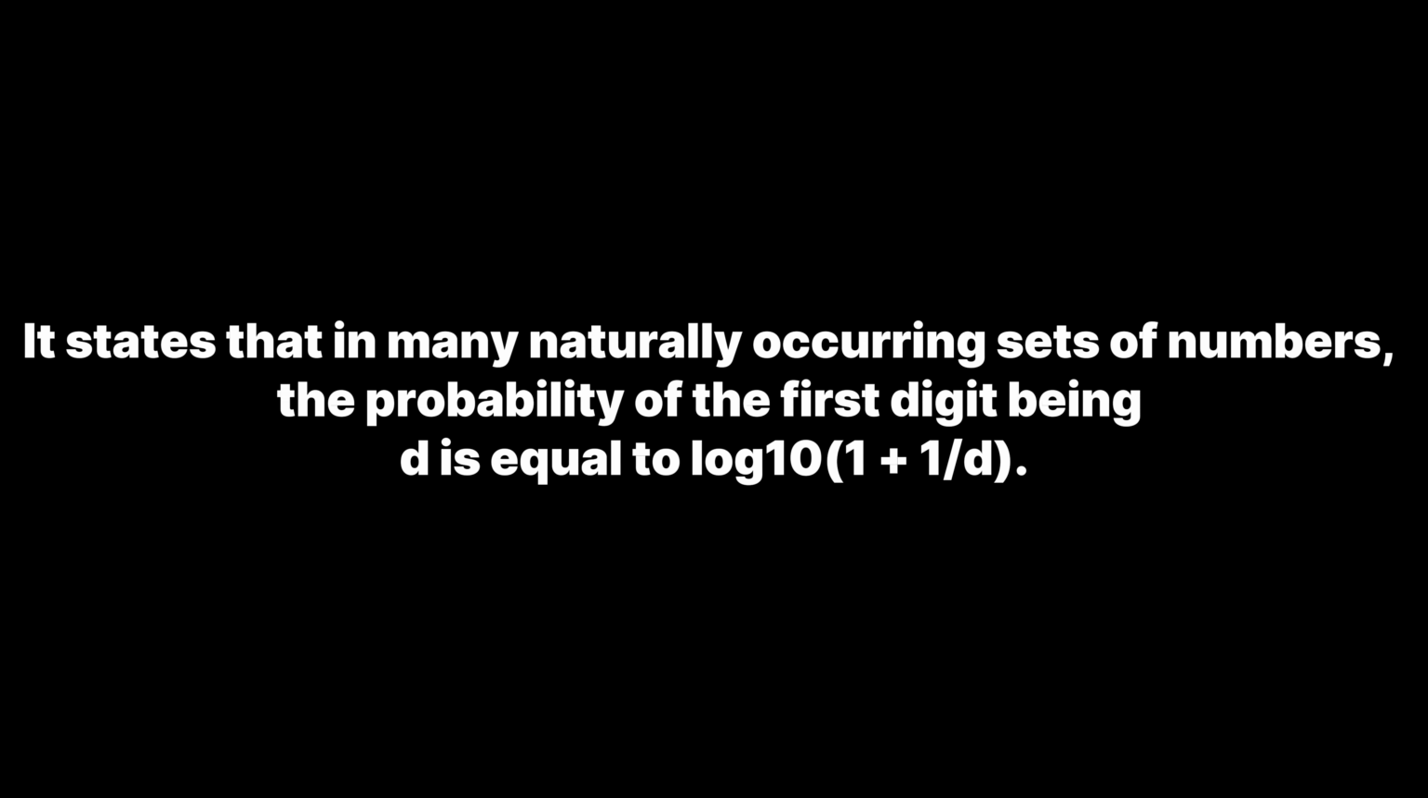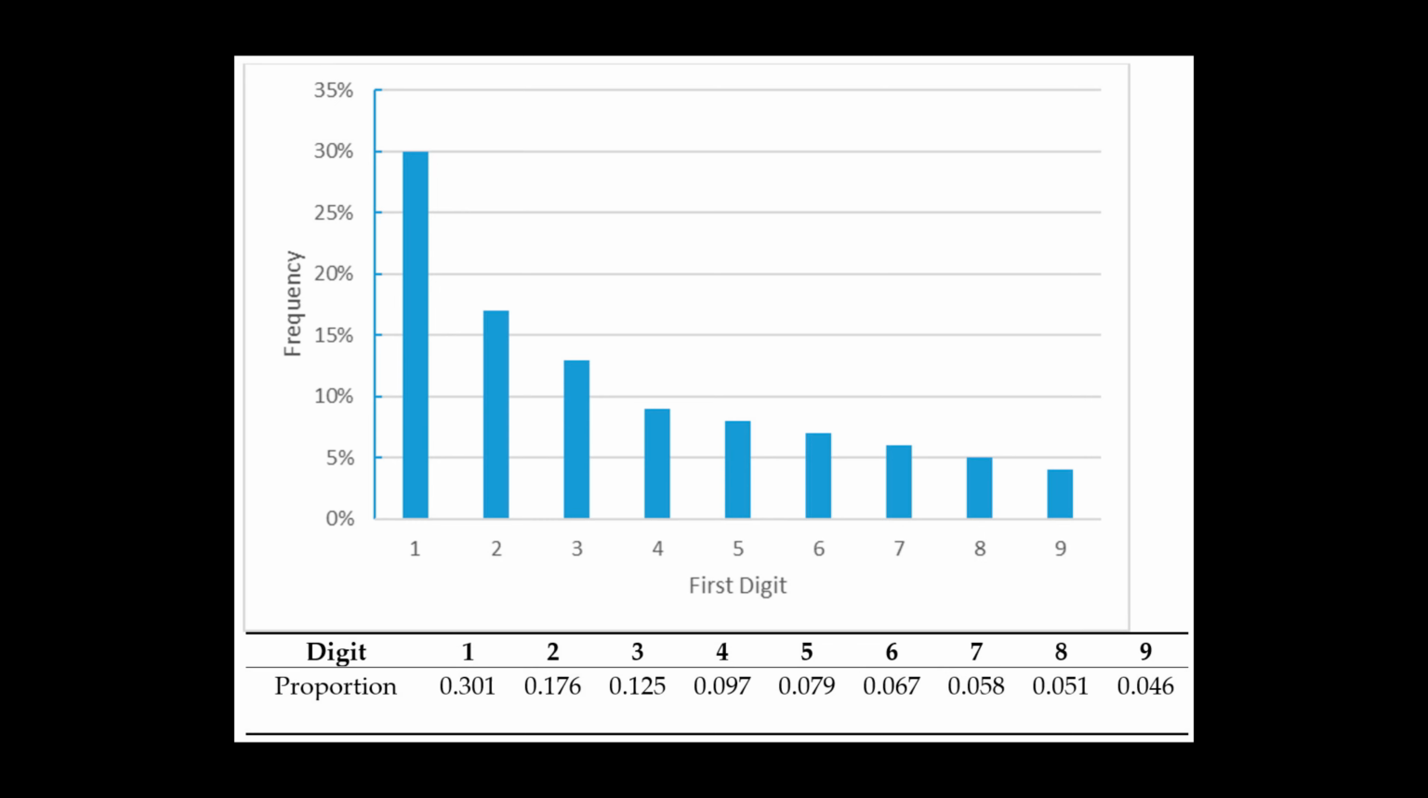So, what exactly is Benford's law? In mathematical terms, it states that in many naturally occurring sets of numbers, the probability of the first digit being d is equal to log10(1 + 1/d). This leads to a specific distribution of leading digits, as shown in this chart. We see that 1 occurs as the first digit about 30% of the time, 2 about 18%, and so on, with 9 appearing as the first digit less than 5% of the time.